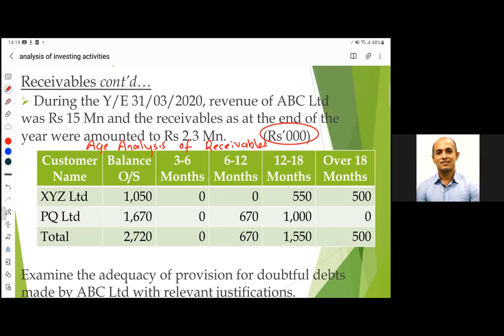Now you see, you have three customers. How much are the total outstanding balances of your customers? You get the total of these. Total outstanding balance.